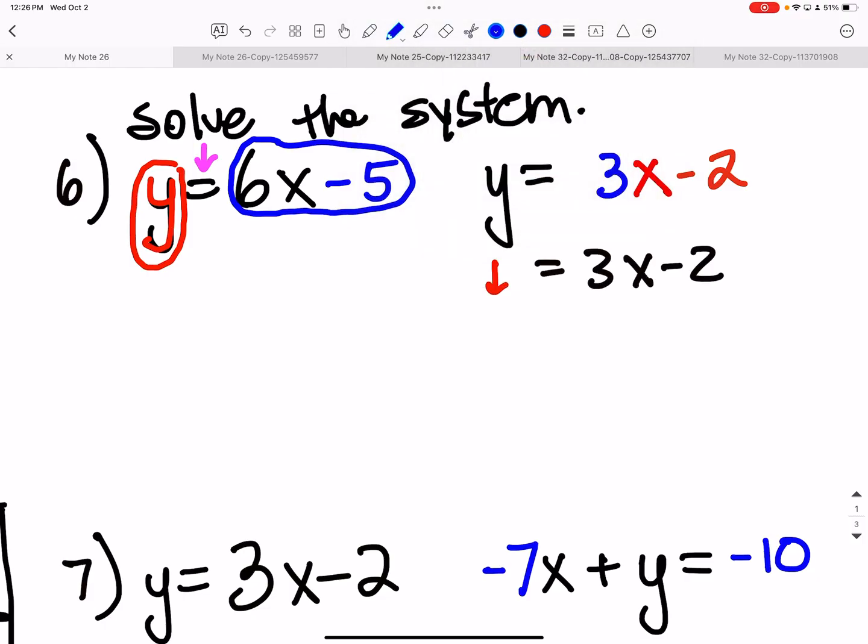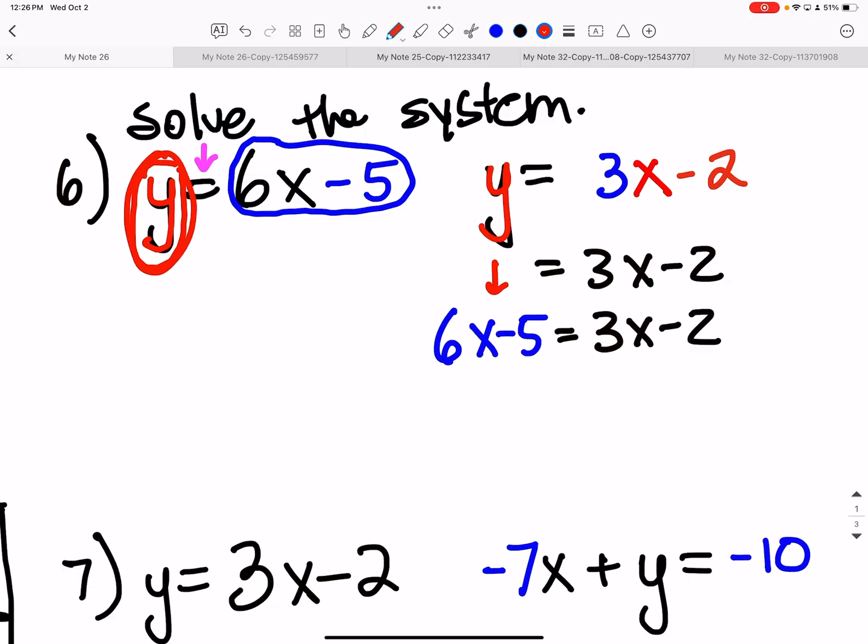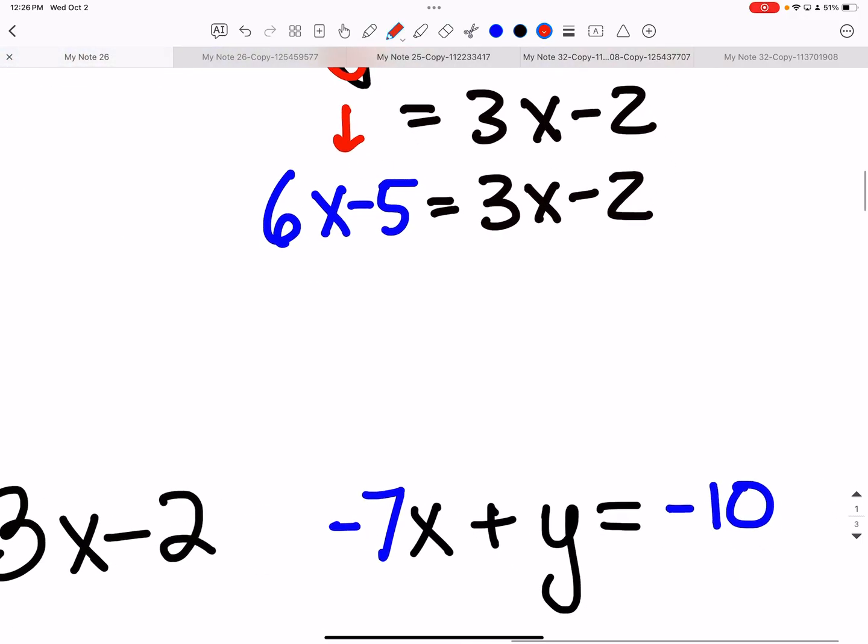So we're just going to change it. No, not hi equals, hello equals 3x minus 2. So we're going to take the y out because over here y was the same thing as 6x minus 5. So we're just going to take the y out and replace it with 6x minus 5.